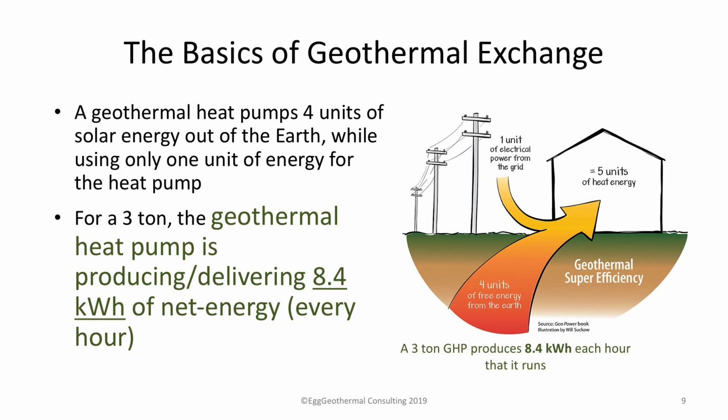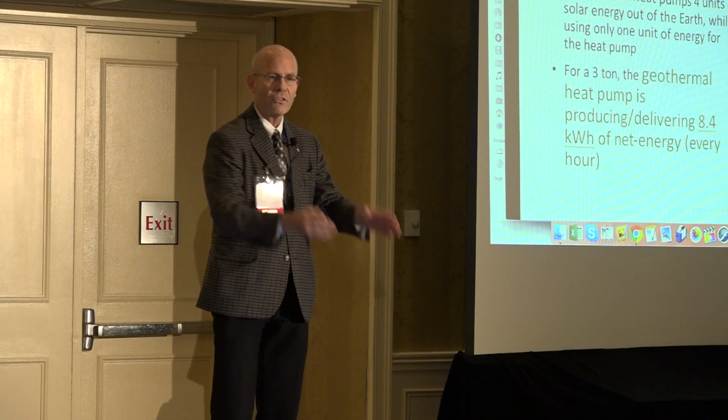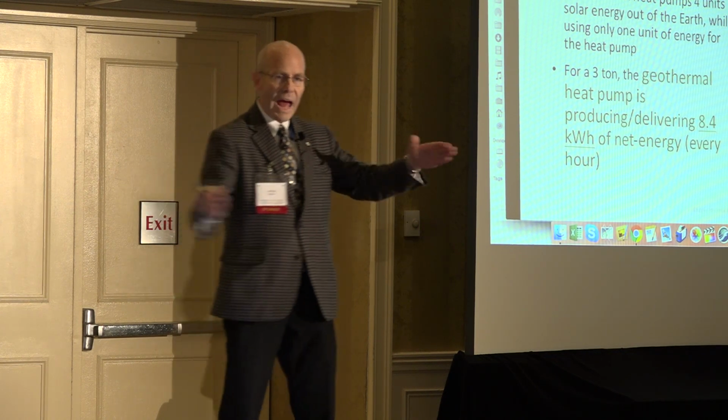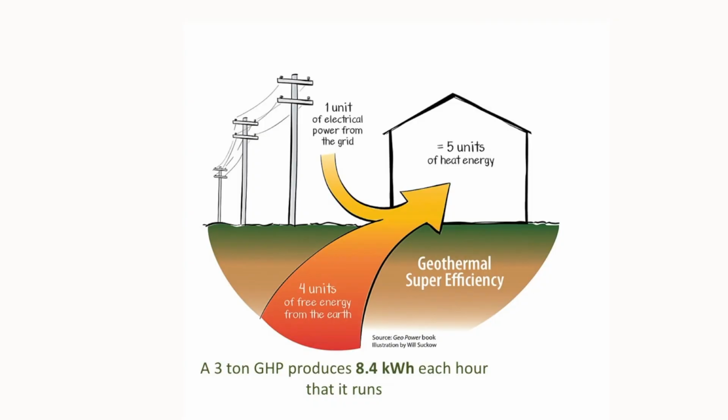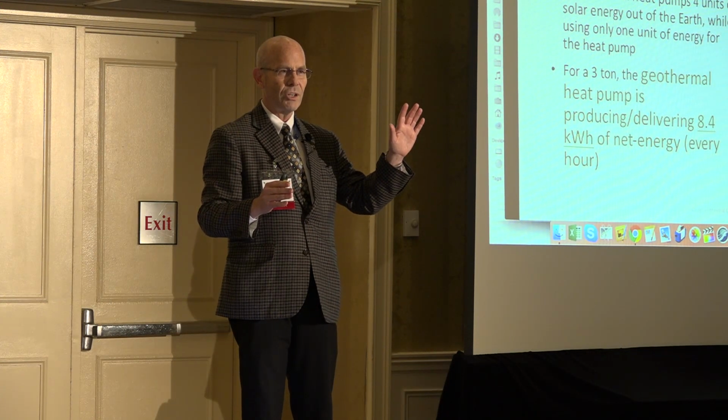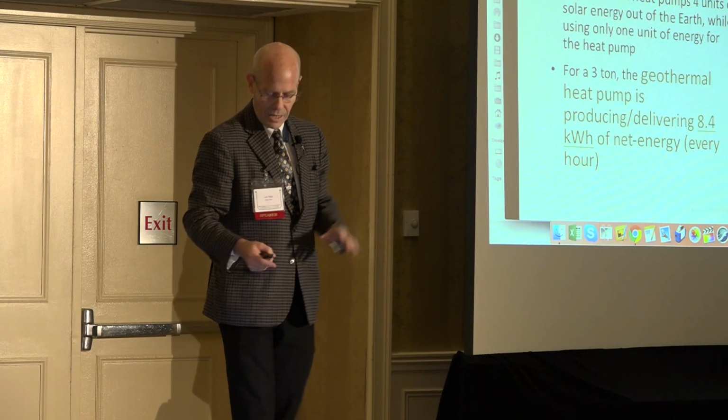Let's look at an example. I love this diagram because for 1 unit of electricity from the electric grid going to this heat pump, it's going to use that unit of electricity and pump 4 units of heat out of the ground. You add the two together and you get 5 units of heat in the space. For 1 unit of energy, you get 5 units of heat. That's a COP of 5. It is 500% efficient. That's how that magic happens.